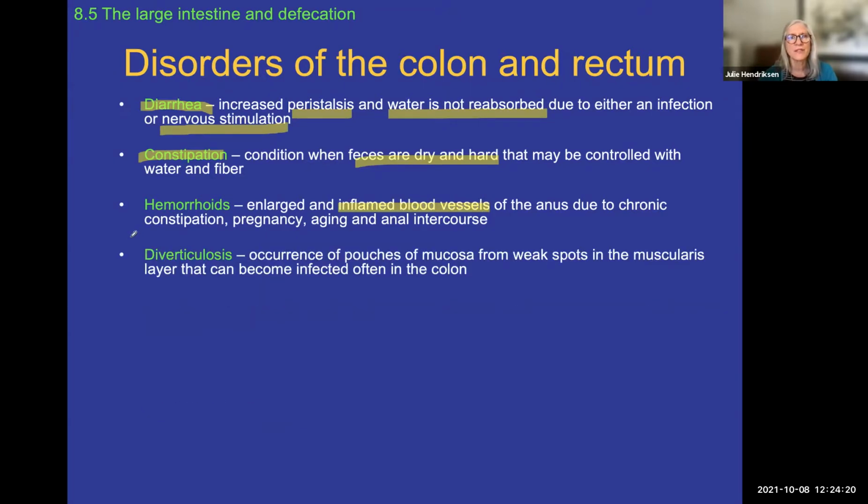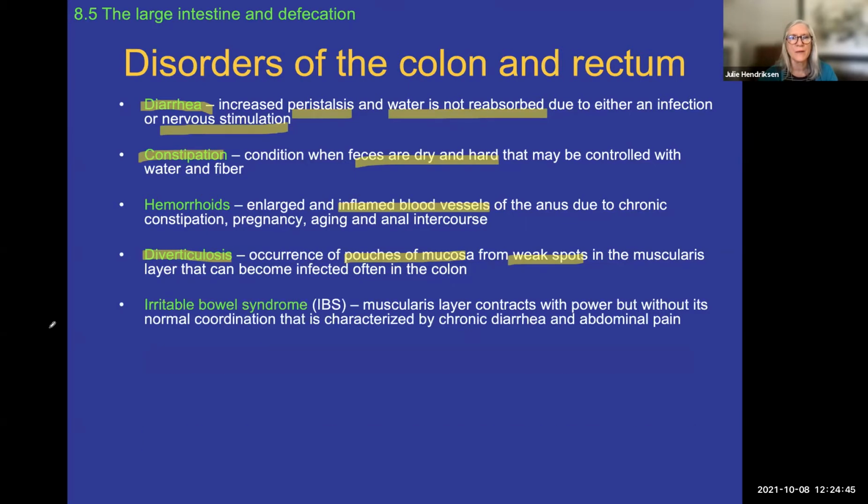Diverticulitis is something that is not as well known, but you have these little pouches within the lining of your intestine, of your colon, and it becomes weak. And those weak spots, or diverticuli, become inflamed and infected. Then the individual has diverticulosis. So that can be very, very painful.